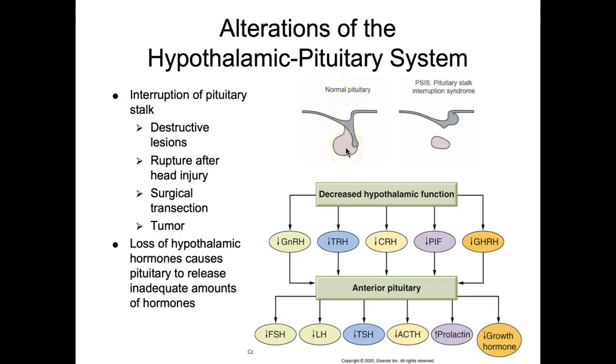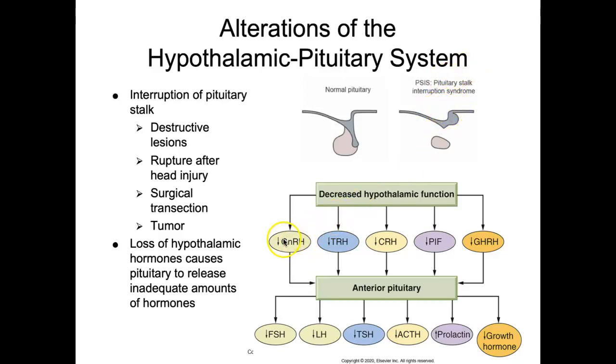that is really affecting the communication between the hypothalamus and the pituitary gland. Now, I put this over here too, but this is more of a congenital type of disorder where we have an interruption of the formation of the pituitary stalk, so there's no communication between the hypothalamus and the pituitary gland.